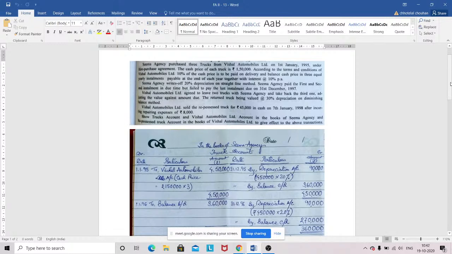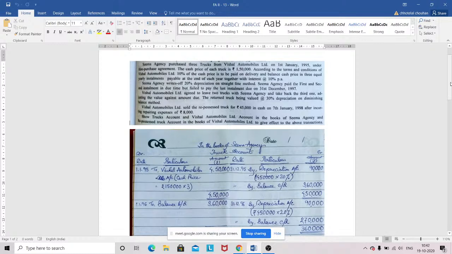If you multiply it by 3, 4,50,000 will be the total cash price. So the cash price is given, and there is no need to calculate that particular cash price. According to the terms and conditions of the Vishal Automobile Limited, 10% of the cash price is to be paid on delivery, and the balance of cash price in 3 equal yearly installments payable at the end of each year, together with interest at the rate of 10% per annum.